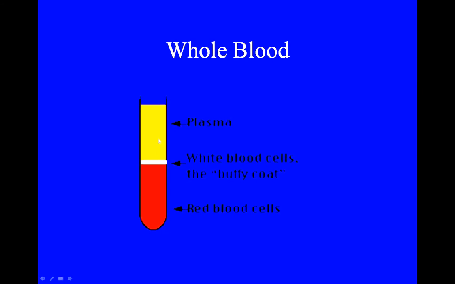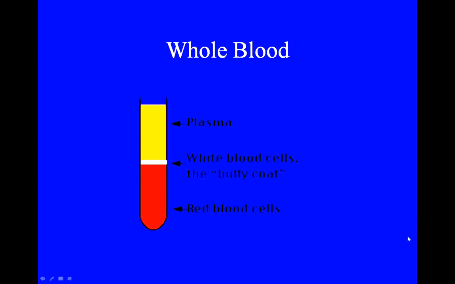The plasma is the liquid part of the blood, and if you go to the local plasma donation center that students are famous for visiting, they take your whole blood, they filter out your plasma, which has antibodies and clotting factors in it, they give you back your red blood cells, and I believe white blood cells too.